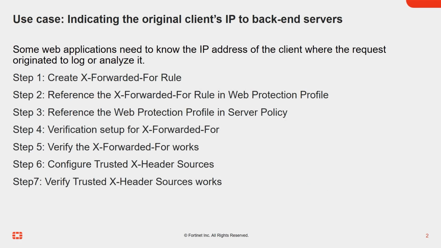This allows the application to identify the real source IP of the request. Web applications usually require the client's real source IP address to track and analyze where a request came from. In this video, we'll walk you through how to configure FortiWeb to use the X-Forwarded-For header to address this requirement.